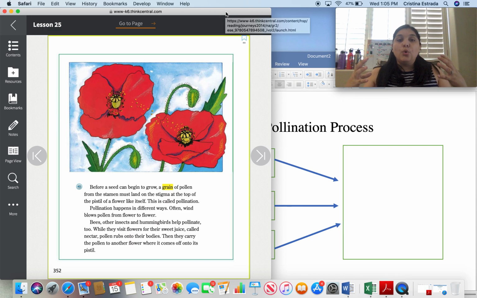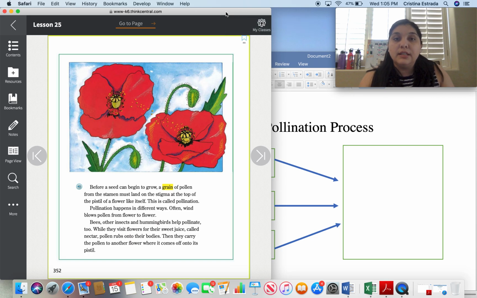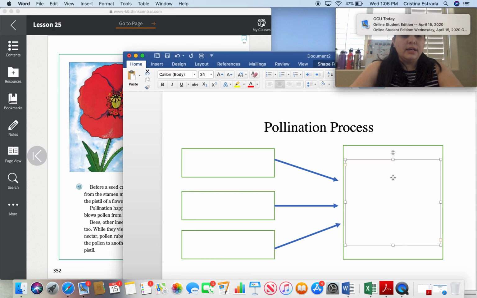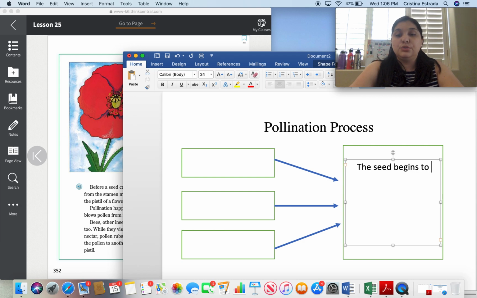Let's think about what happens as we're reading the story. What are the causes of the seed? So what we're thinking of here is go back to the beginning and think what pollination is, how the seed is made. So here in our big box, we're going to write the seed begins to grow. Period.